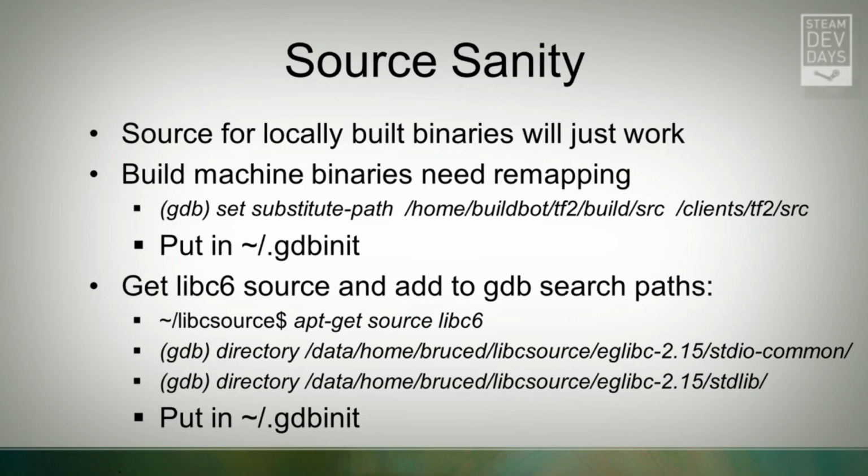For the libc6 source, they don't have a single root for all the source, so you can't do a substitute path. Instead, you just have to add a whole bunch of directories to the list that it will search through. So GDB init ends up looking like this. And also, because I don't like AT&T syntax for disassembly, and that is the default in GDB, you can change the disassembly flavor to Intel, which is basically what Visual Studio uses. So it'll be more familiar.